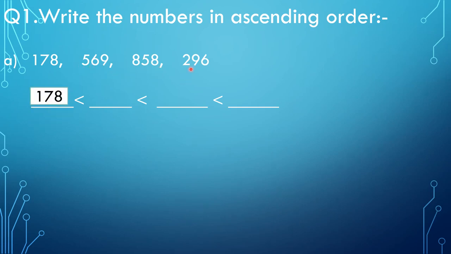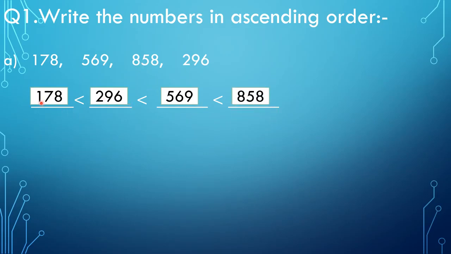Now we have three numbers. Now which one is the smallest? 5, 8 or 2? That is 2. So we will write 296. And here after that we have only two numbers 569 and 858. So which one is smaller? That is 569. So first of all we will write 569 and at the last we will write 858.